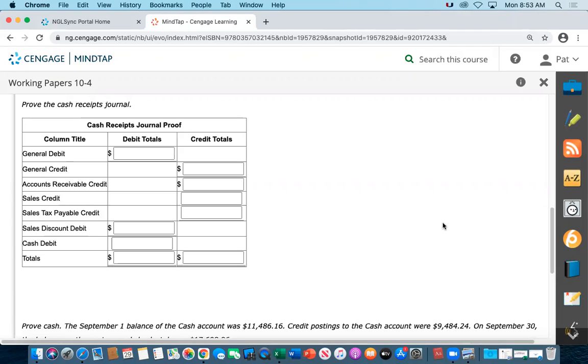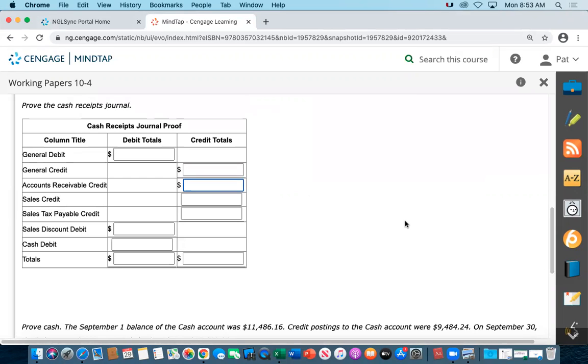You going to get it before I do? Maybe. What you got? First two are 0. General debit and general credit are 0. I wonder if we just leave them blank. I think we do.